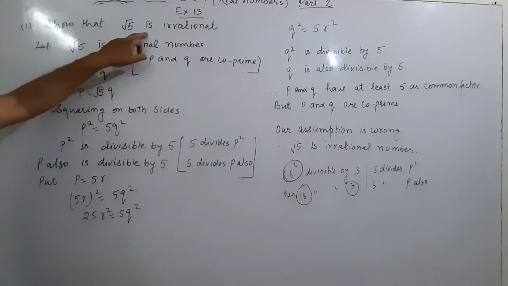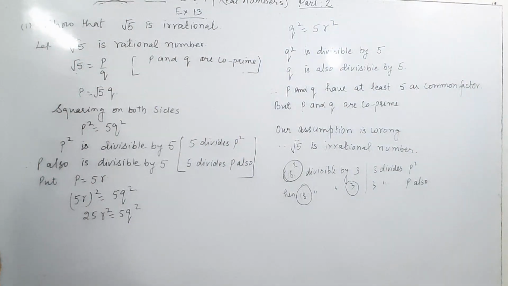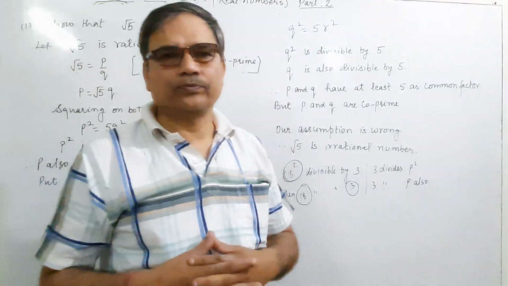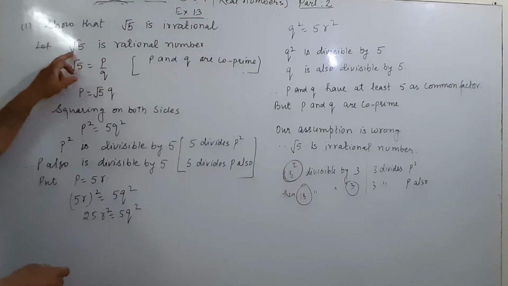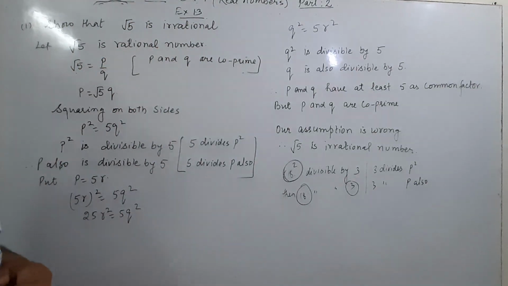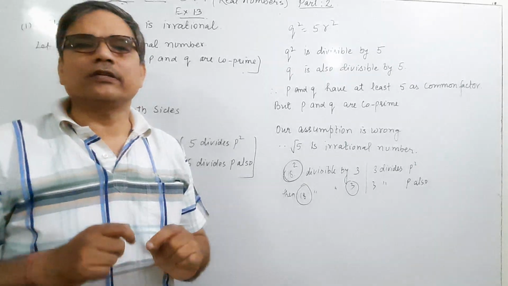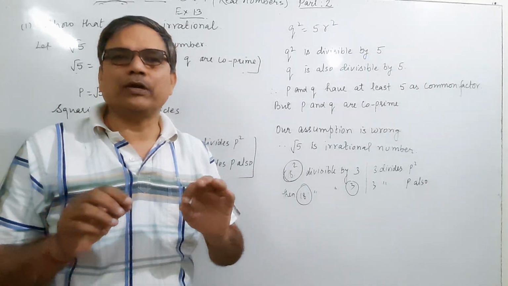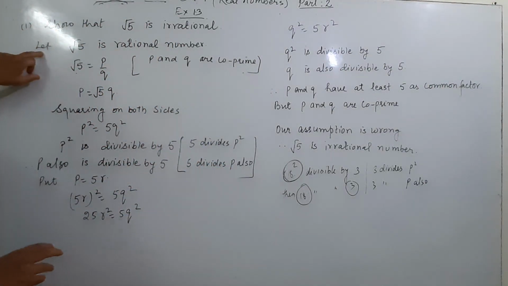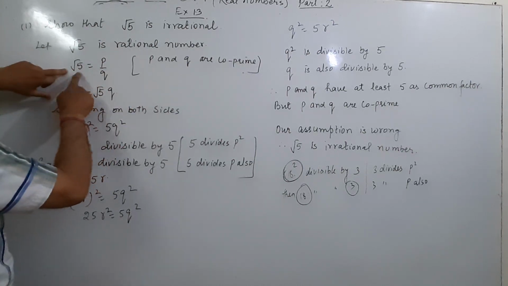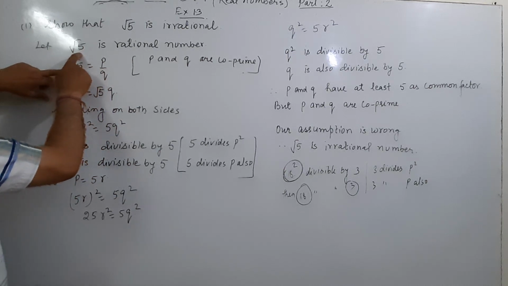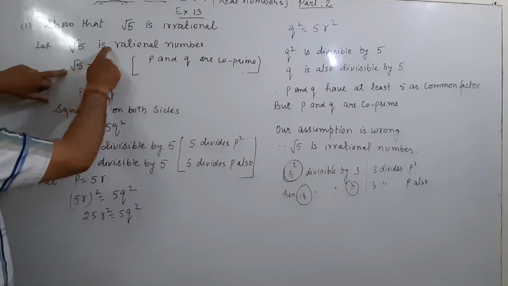So that root 5 is an irrational number. To show this, we have to assume, since these questions are based on assumption. What we are assuming here is that root 5 is a rational number. And we know very well what rational numbers are: those numbers which can be expressed in p by q form. If we assume root 5 is rational, then root 5 will be equal to p by q.